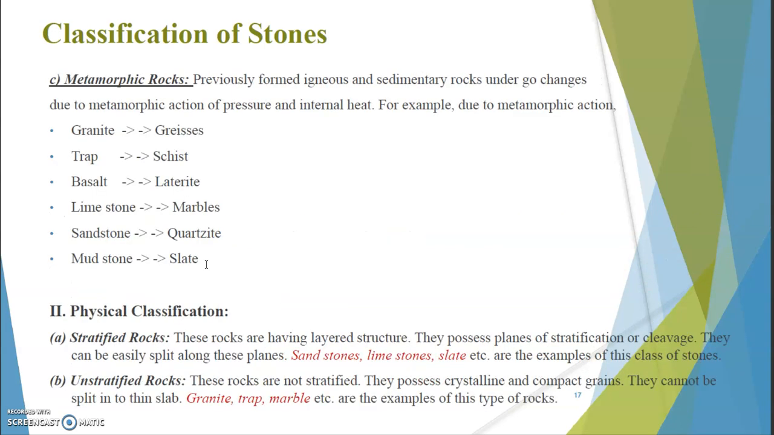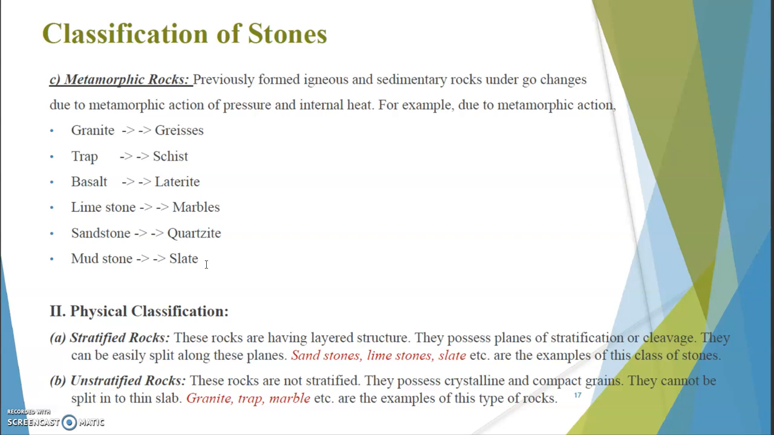Then physical based classification is for visual inspection: how the stone looks and how it is structured. Based on that, the classification is stratified rocks and unstratified rocks. Stratification means having a layer by layer formation in its structure. Automatically, you would have understood that sedimentary rocks only have that layer by layer formation. In that case they are called stratified rocks.